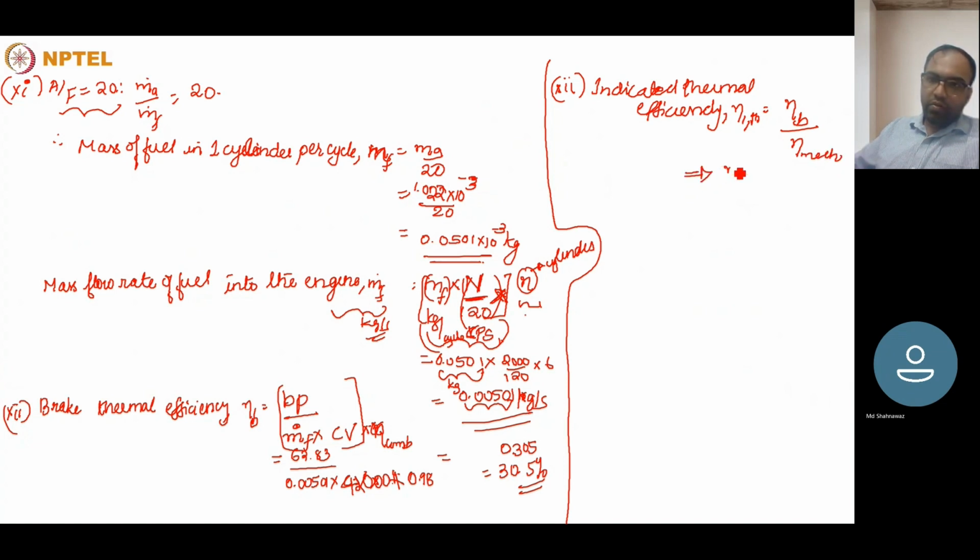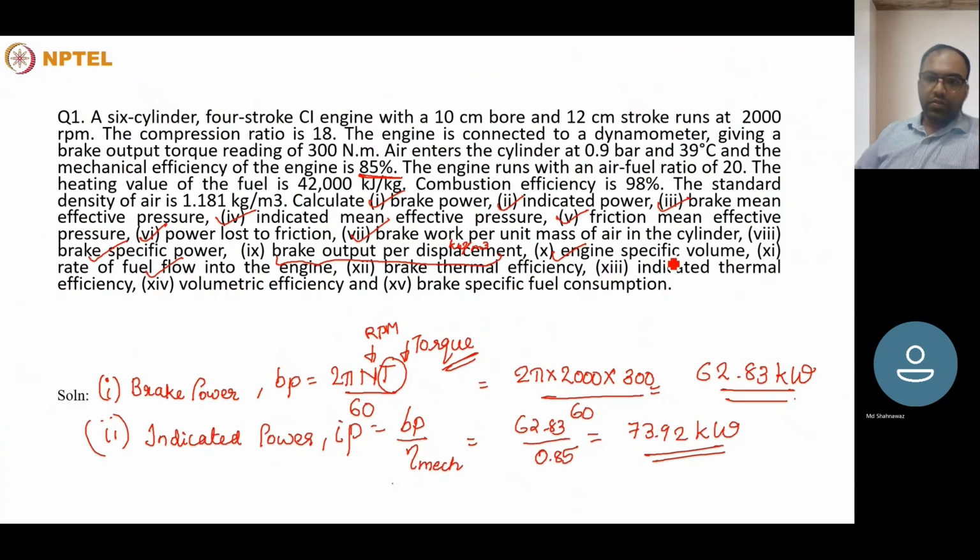engine. So it will be coming around 30.5, 0.305 divided by the mechanical efficiency, which will be 0.85. So the answer will be 35.9%. So that will be the indicated thermal efficiency. We can calculate it from the brake thermal efficiency. So we have calculated the brake thermal efficiency. We have calculated the indicated thermal efficiency.